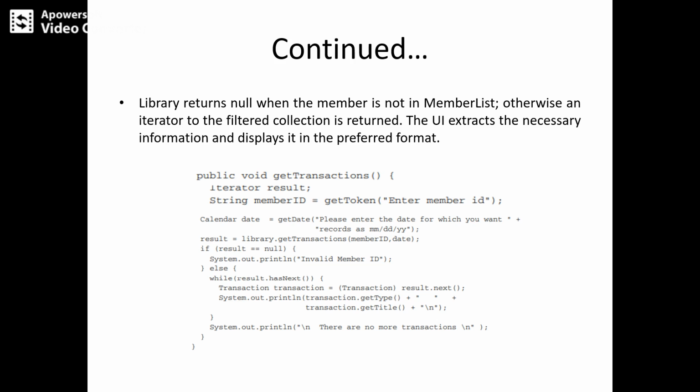So this system.out.print again prints transaction dot get type, what type this has, and transaction get title. Finally we'll get the title and type of the book, all details will be taken by this. Finally we print system.out.println "there are no more transactions". Once we have taken all the result dot next, if there is nothing more to display, we just display that there are no more book transactions.